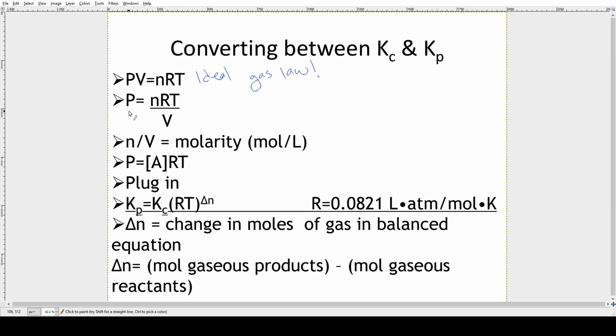And we can rearrange it to solve for pressure, nRT over V. And we know n over V. n is in moles, and volume is in liters. So moles over liters is also known as molarity. So what we're going to do then is say, okay, in this equation, I'm going to replace that with concentration.